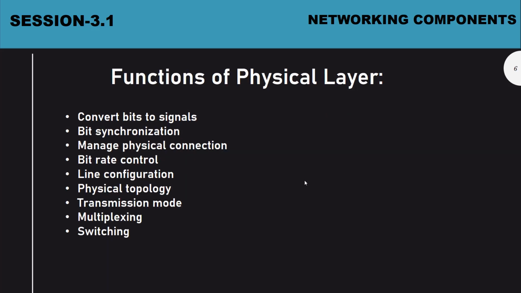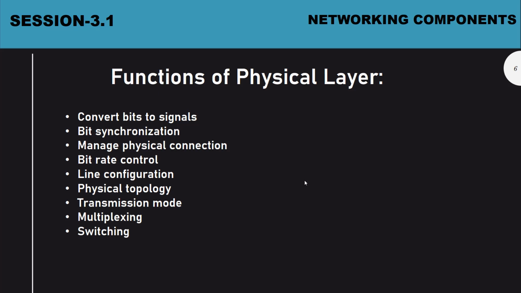Let's dig into the functions of the physical layer. So here you can see the list of the functions. Converts bits to signals. So electric signals should be there to transfer. We can't directly send bits, right? So we have to send some signals, plus or minus, upper signal and lower signal, through the cables.